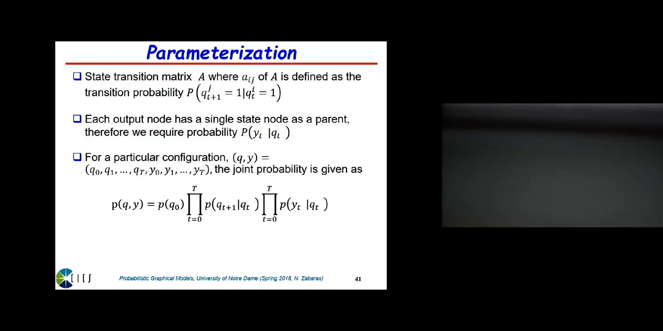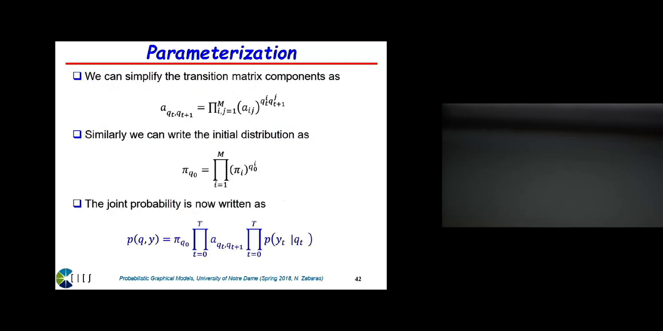So if I know the matrix A with components Aij defined the way you see here, so I go from state i at time step t to state j at t plus 1, I can write this as Aij to the power q_t^i q_{t+1}^j. I'm assuming here I have a multinomial distribution, so the values of the states can take m different values at each time.